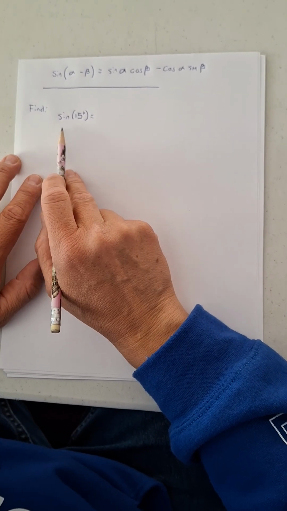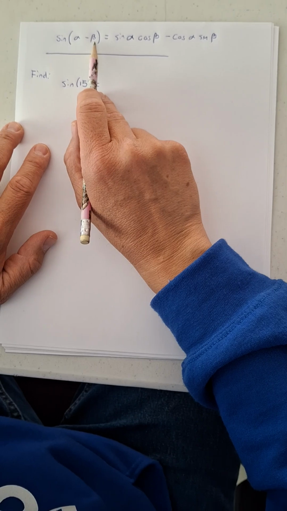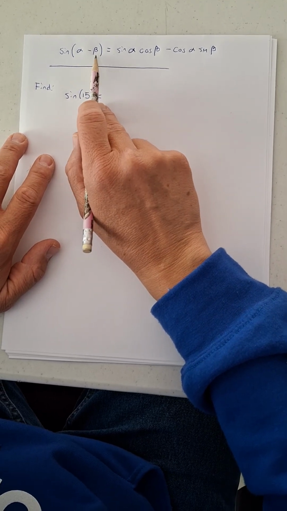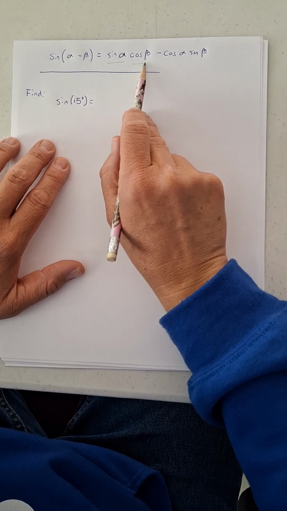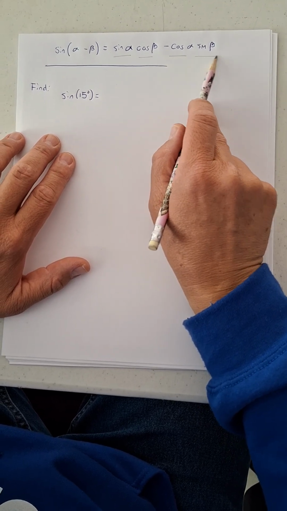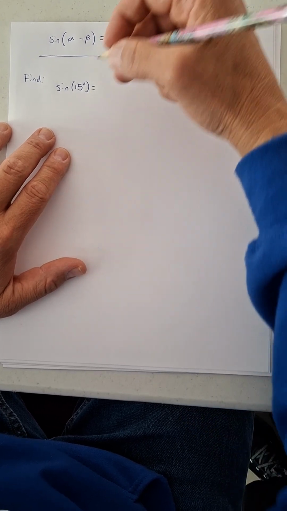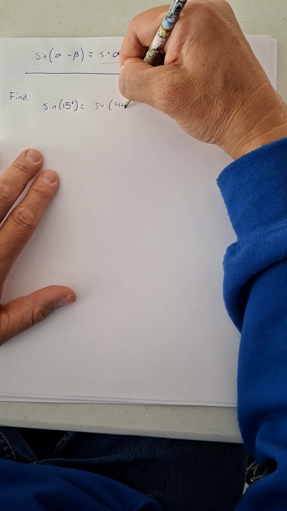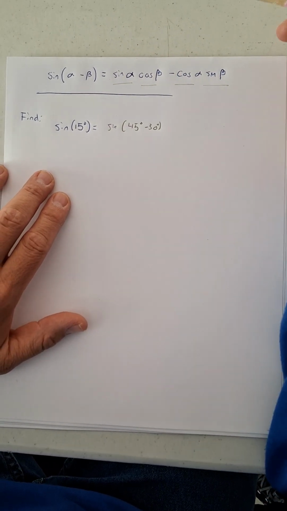Okay, we're going to find the sine of 15 degrees using the subtraction identity, the sine of alpha minus beta, or A minus B. The formula we're going to use is sine of alpha cosine of beta minus cosine of alpha sine of beta. We need to convert these 15 degrees: the sine of 15 happens to be 45 minus 30 degrees. 45 minus 30 is 15.